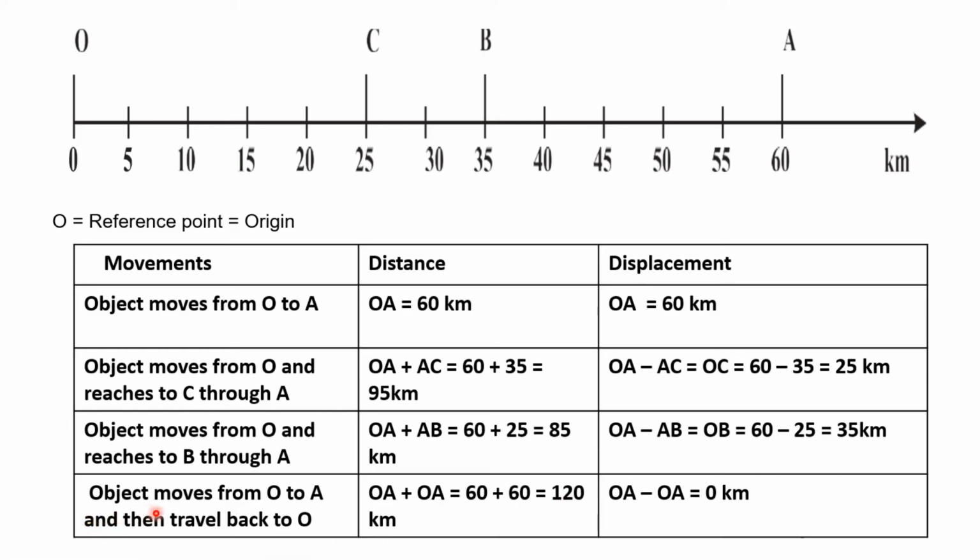Further, the object moves from O to A and then travels back to O. That means the path covered will be O to A and from A again back to O. Now what is the distance covered? It will be OA plus OA comes out to be 60 plus 60 equals to 120 km. But what will be the displacement? Here the initial and the final positions are one and the same. So OA minus OA comes out to be 0 km.